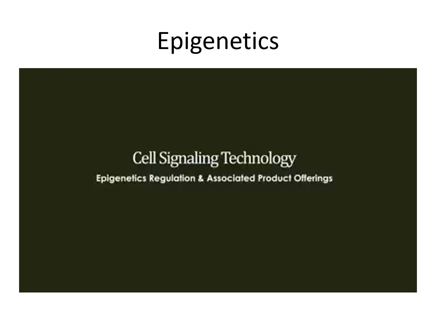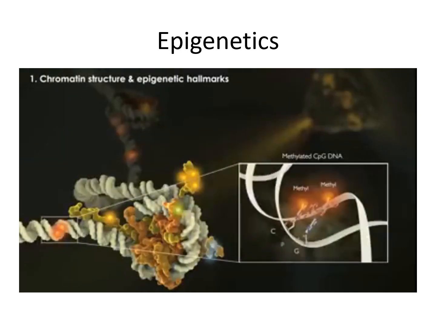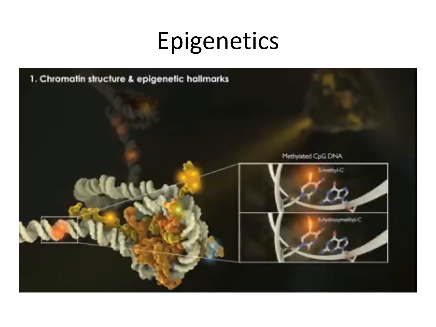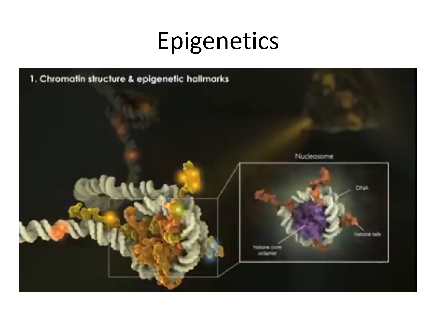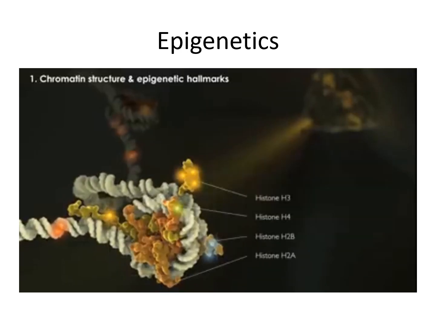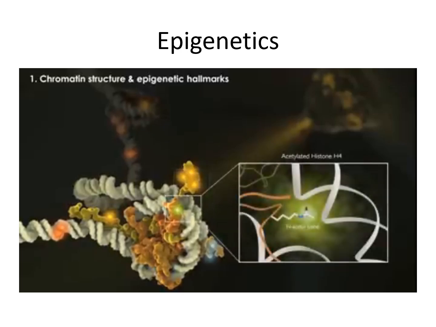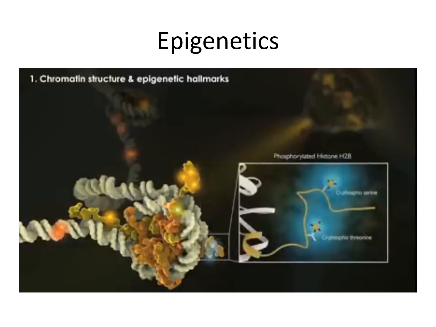And this is the video to show the epigenetic regulation and the associated product offering. Epigenetic regulation encompasses a number of different modifications to chromatin. These include methylation of the DNA on cytosine bases, a modification that can further be oxidized, as well as modification of the histone tails that emanate from the core of the nucleosome. The tails of core histones can be altered with distinct chemical modifications, including methylation of histone H3, acetylation of histone H4, and phosphorylation of histone H2B.